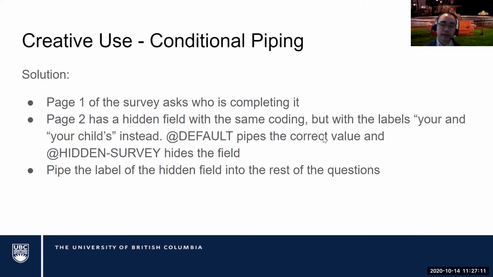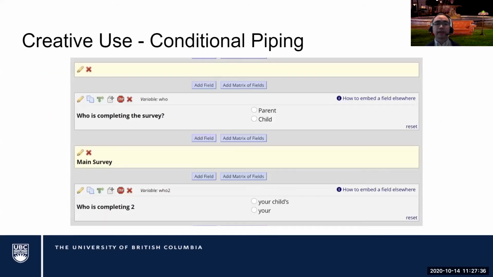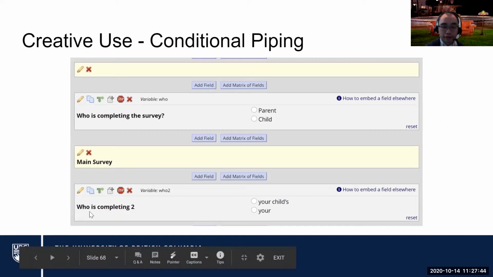And I suggest using the @HIDDEN-SURVEY. That way, this intermediate field that's not really for data collection, it's just for facilitating the conditional piping, is not visible to the participant in the survey form. You can use the @HIDDEN-SURVEY action tag to hide it. And then you pipe the word your or your child's into the question. So here's the example. Who is completing the survey? You have a parent and your child. And then you have another question which has your child's and your option.